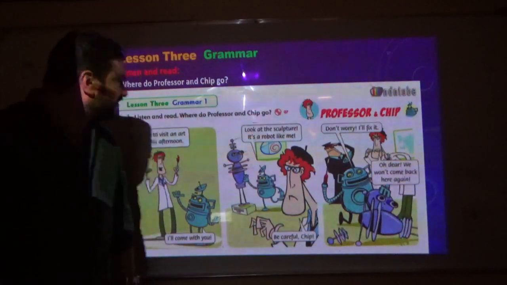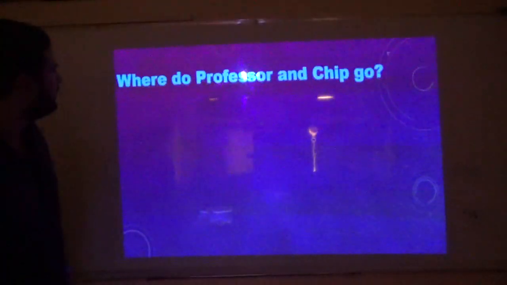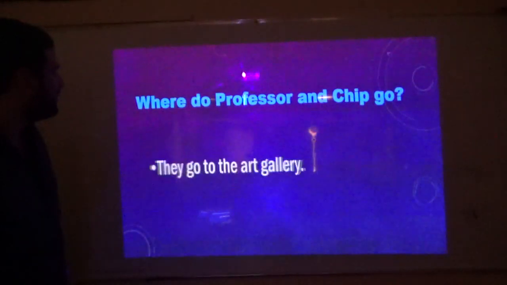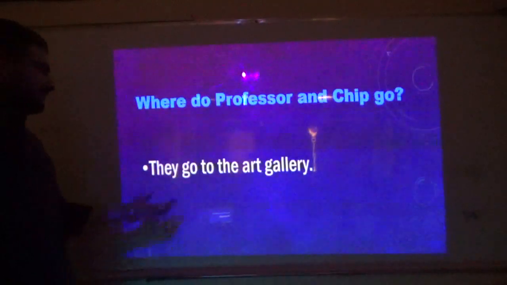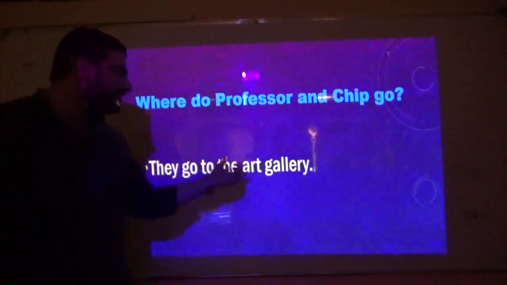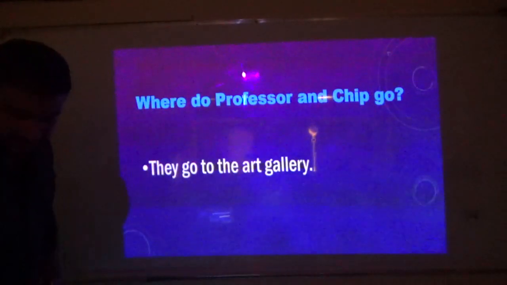Okay, so we are done. Let's move on to the answer of the question. Where do Professor and Chip go? So the answer is they go to the art gallery. And as we mentioned in lessons 1 and 2, the art gallery is a place where you go and see or watch some paintings.